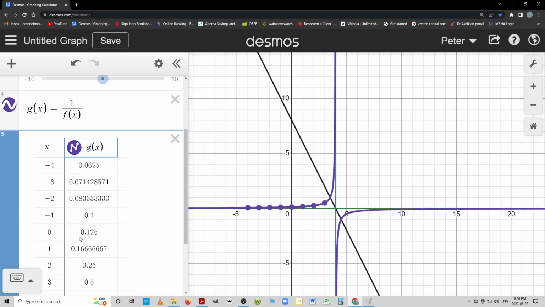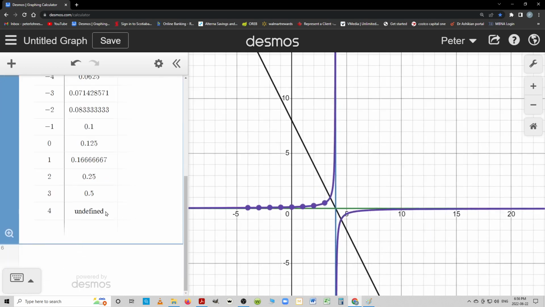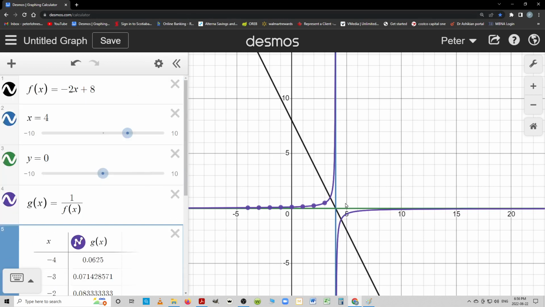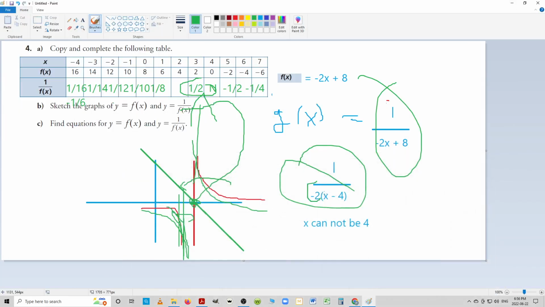All right. At 4, it's undefined. So let's take some values that are really close to 4. Look at that. It's approaching positive infinity. Oh, I got the positive side wrong. That's my bad. I forgot the basic drawing of the 1 over x. The reason it flipped is because I forgot that this is a negative number. And when I rewrote it, I forgot that this is going to cause a flip in the y-axis.